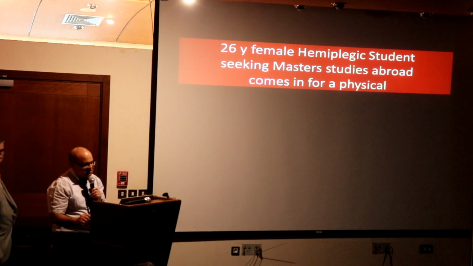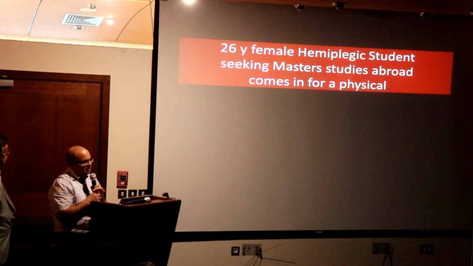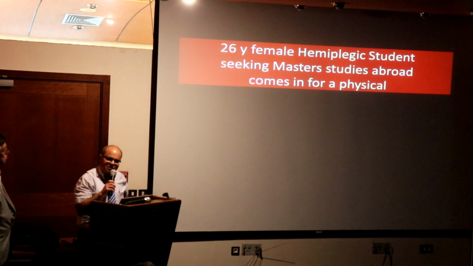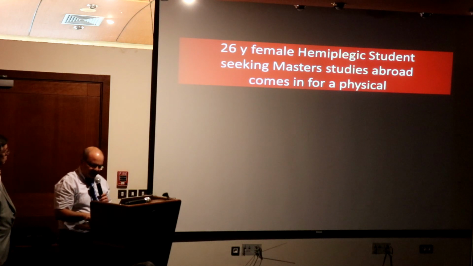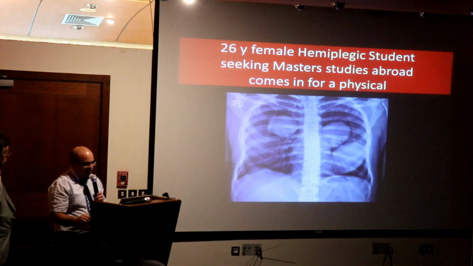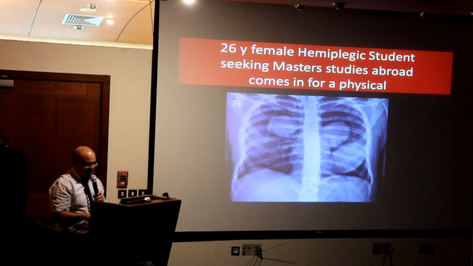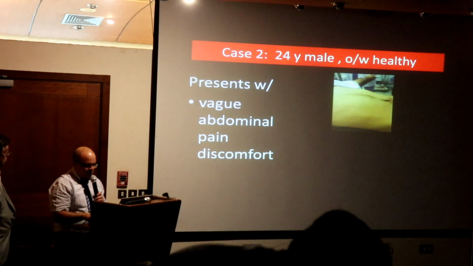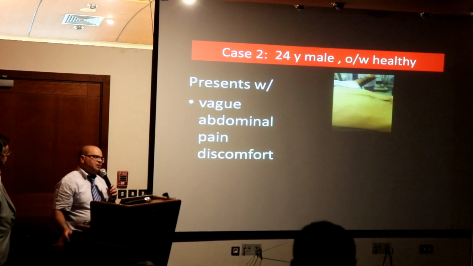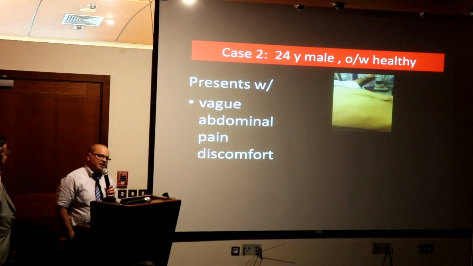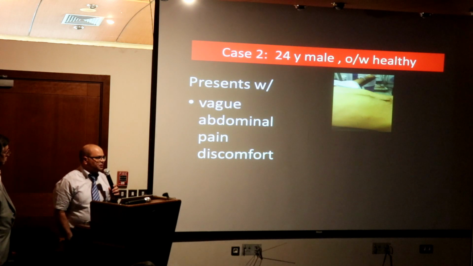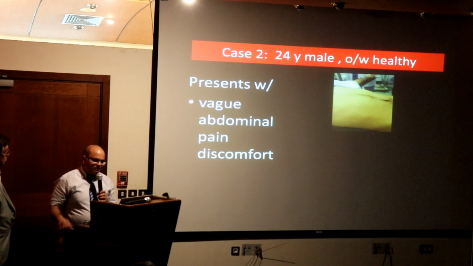This is a 26-year-old female who is hemiplegic, secondary to an RTA. Very ambitious, wanted to continue her studies in England, so she presented for a physical exam, and part of her routine is the chest x-ray, and behold, she has 3 big hydatid cysts, completely asymptomatic. As a child, she was raised on a farm in rural Jordan, where there were plenty of dogs and sheep.